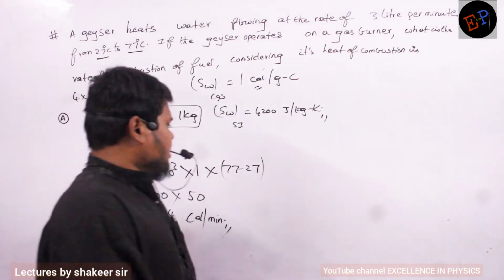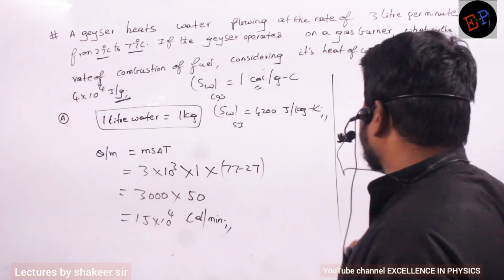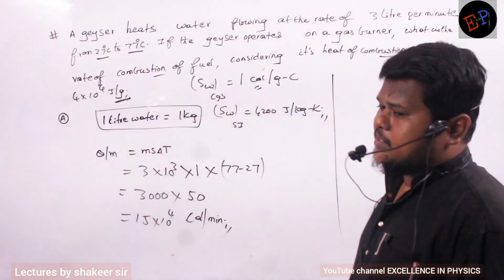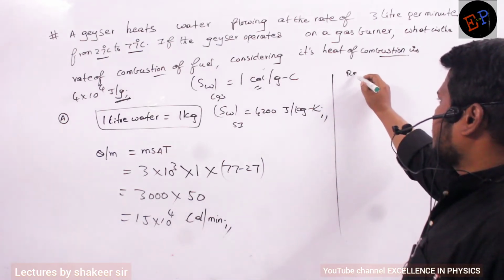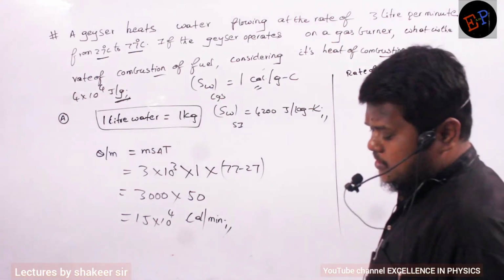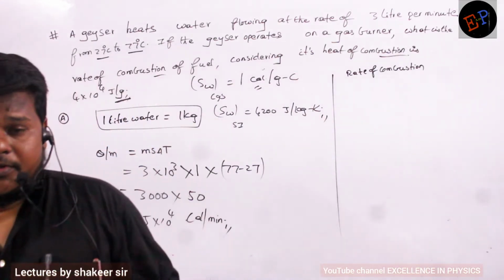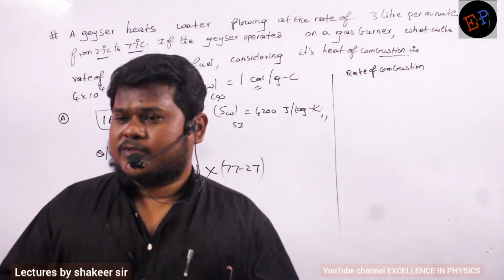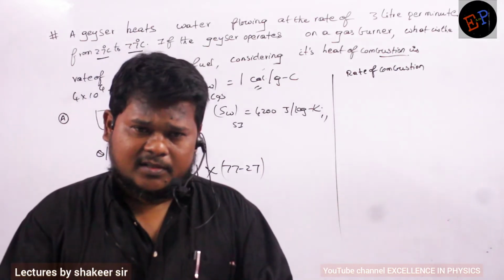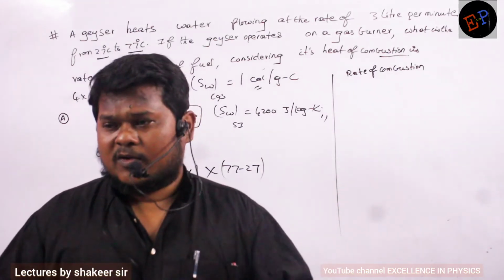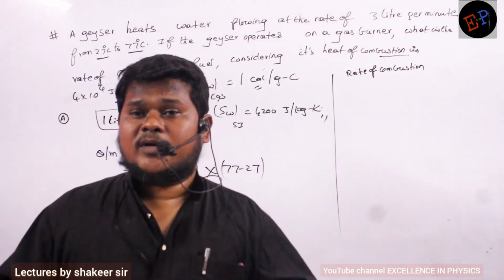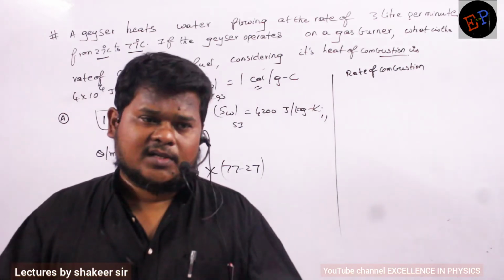Now see, what he is actually asking us to calculate is the rate of combustion. Rate of combustion means how much energy you have to spend, or how much fuel should be spent in a particular time. For example, if it is a gas geyser, how many kgs or grams of gas you have to burn. Or if it is an electrical geyser, how much energy you have to spend in 1 second or 1 minute. That is called the rate of combustion.